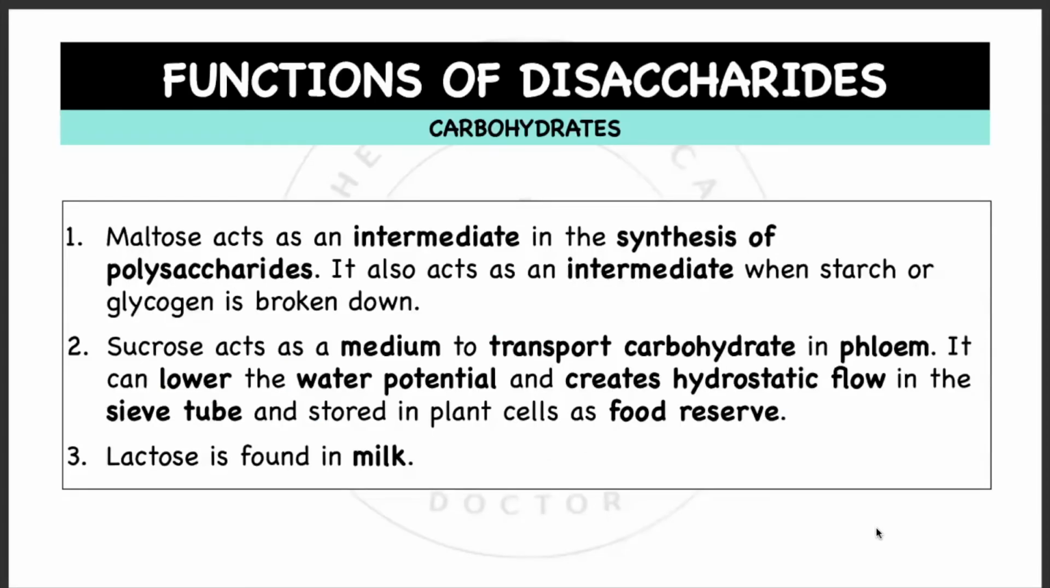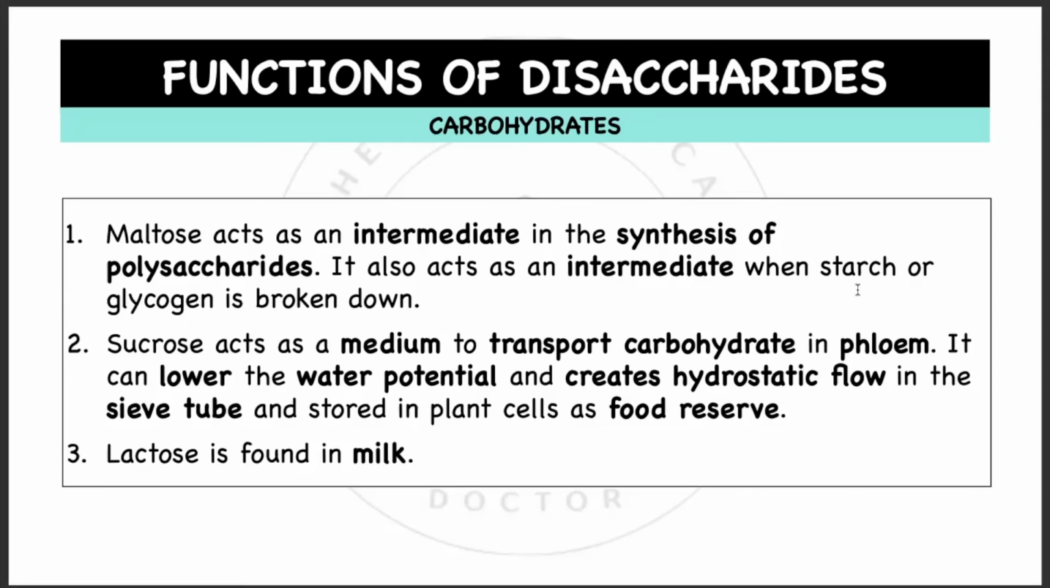Now some functions of disaccharides. Maltose, they act as an intermediate in the synthesis of polysaccharides. They also act as an intermediate when starch or glycogen is broken down. Intermediate meaning being in the second phase. Okay, because after this we'll be moving to the topic of polysaccharides, and like I mentioned in the other video, poly is more than 2 and this is just 2, so it's in between. So starch and glycogen are actually some examples of polysaccharide, but don't worry, do check that out in the next video.